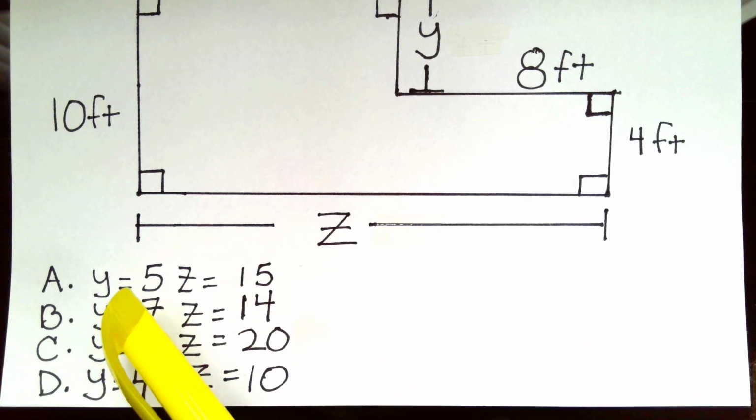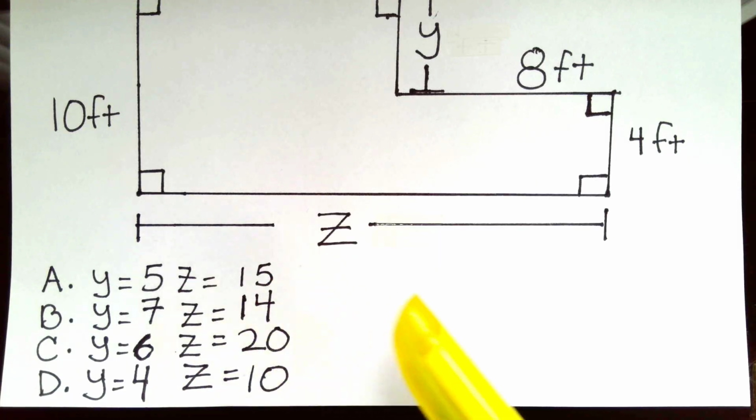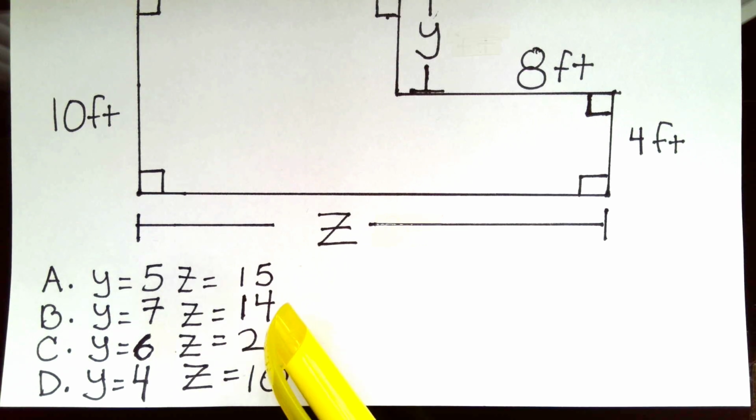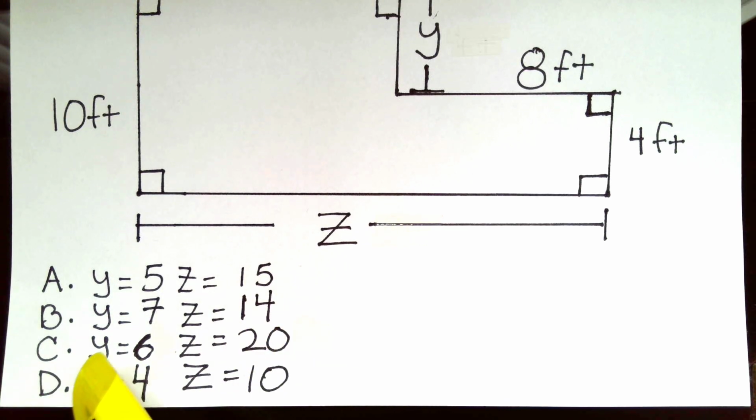You have options A, y equals 5 and z equals 15. You have option B, y equals 7, z equals 14. Option C, y equals 6 and z equals 20. And then option D, y equals 4, z equals 10.